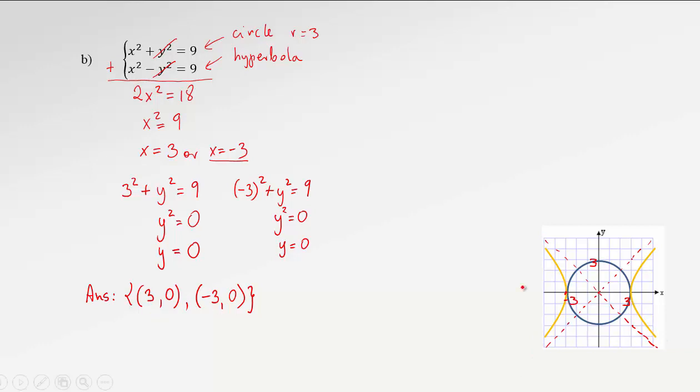So we can see that those are the 2 solutions. The hyperbola is barely touching the circle. And one more example. What do we have here?